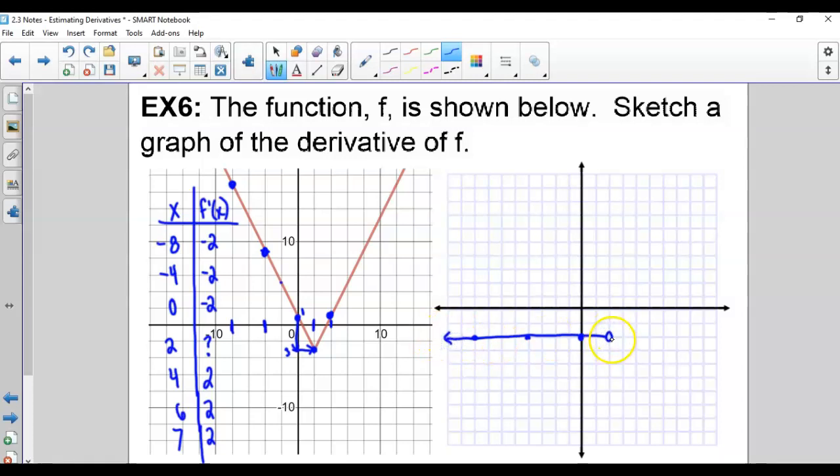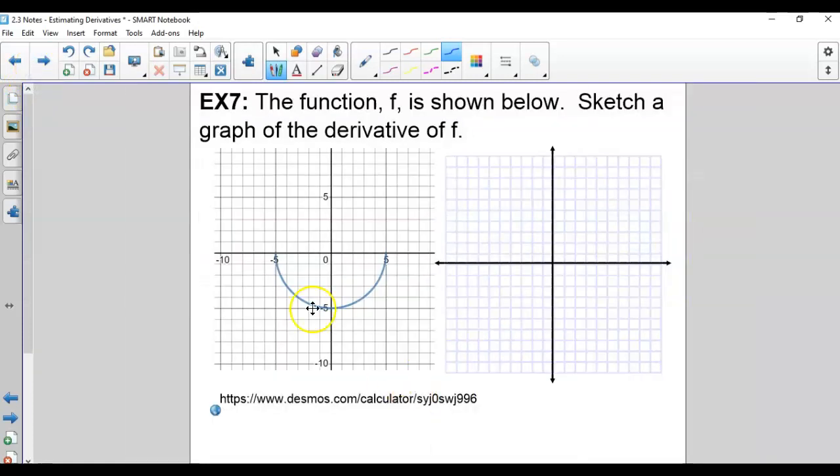And then at 2, my slope jumps up here to +2. And then after that, all of my points are +2. So the graph of this derivative will look like this. This would be f prime of x for this particular function. So what I'm doing here is at each point, I'm trying to estimate what the slope is and then plot that point over here on my graph of my derivative.